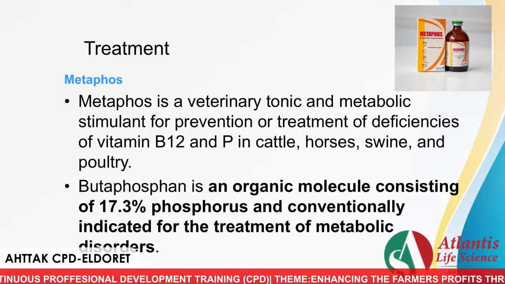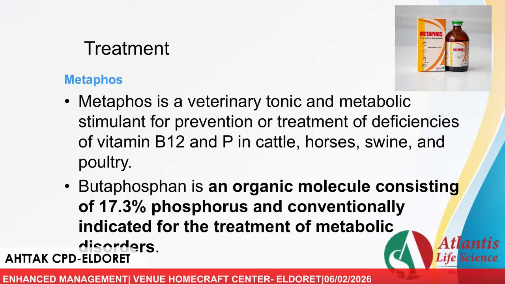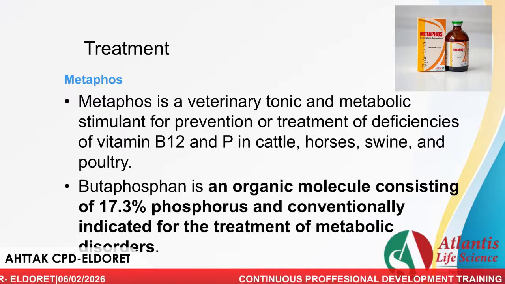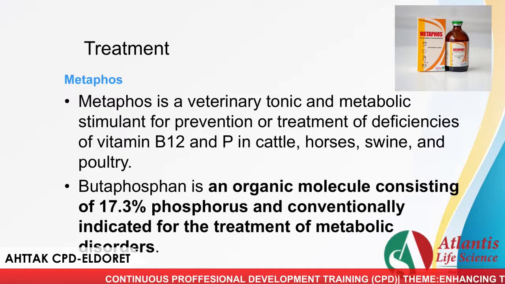Sawa sawa. You start with Metaphos, of course, which is a metabolic stimulant, which will then help that cow to restore the issue of laminitis. So Metaphos is a veterinary tonic and metabolic stimulant, and it's used for prevention or treatment of deficiencies of vitamin B12 and phosphorus in cattle.